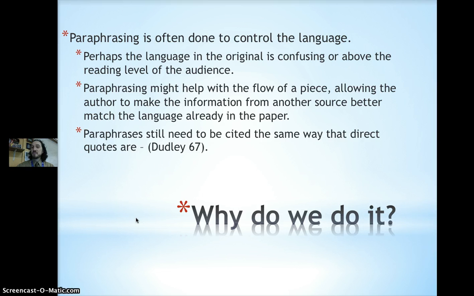Paraphrases still need to be cited the same way that direct quotes are, and that's really kind of key. You can see we've got our internal citation. If we were going to paraphrase, it's still someone else's idea, and since it is, you want to still cite it the same way that you would a direct quote.